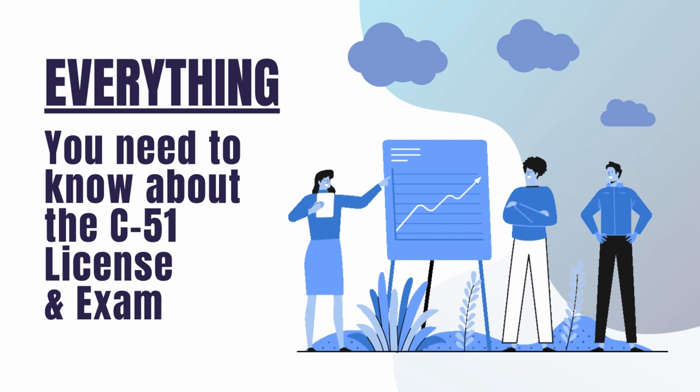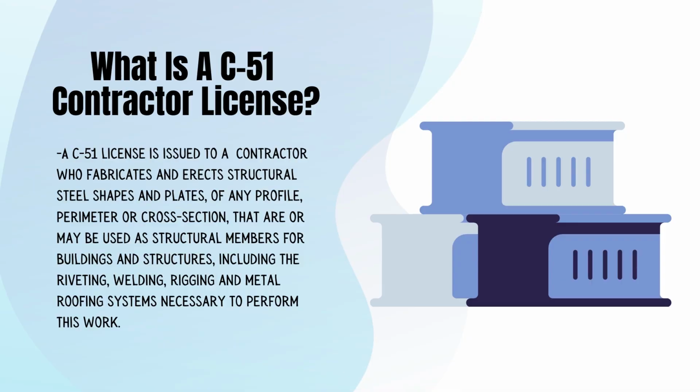We provide you with condensed study materials to pass the C51 Structural Steel Licensing Exam, saving you countless hours of studying. What is a C51 contractor license? A C51 license is issued to a contractor who fabricates and erects structural steel shapes and plates of any profile, perimeter, or cross-section that are or may be used as structural members for buildings and structures, including the riveting, welding, rigging, and metal roofing systems necessary to perform this work.